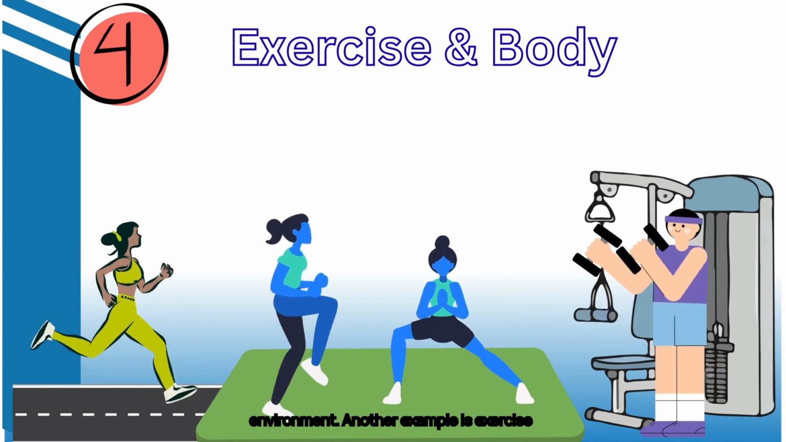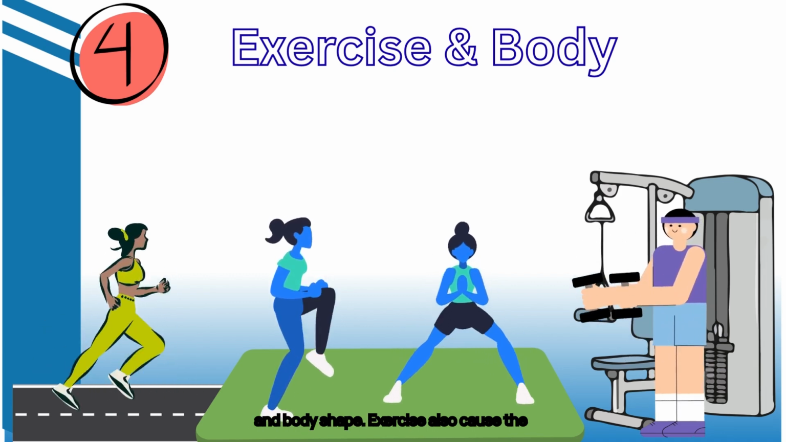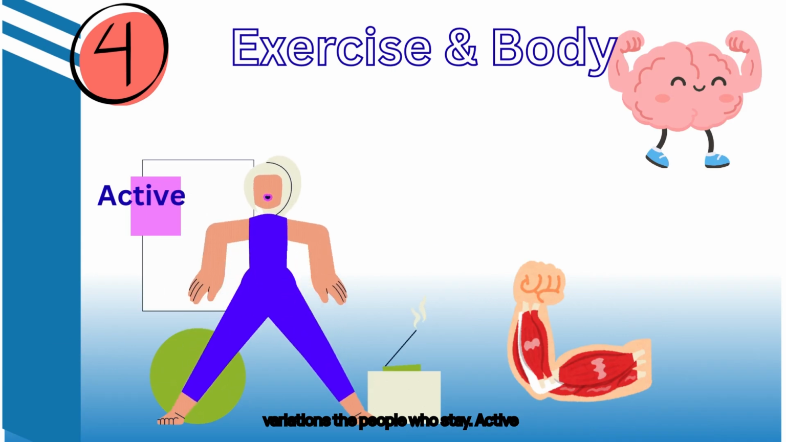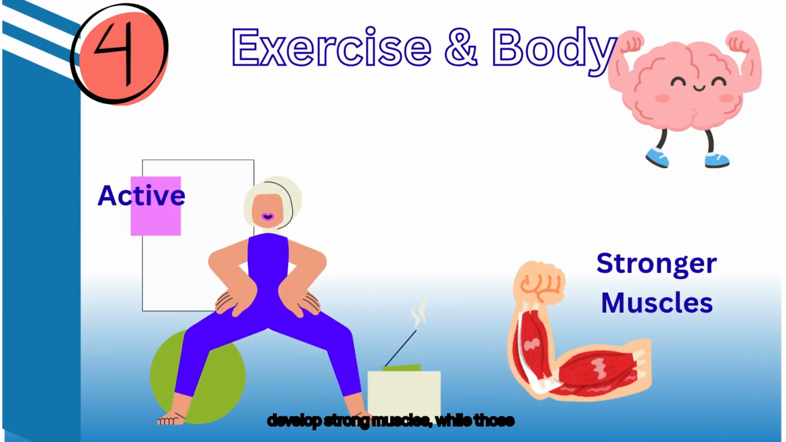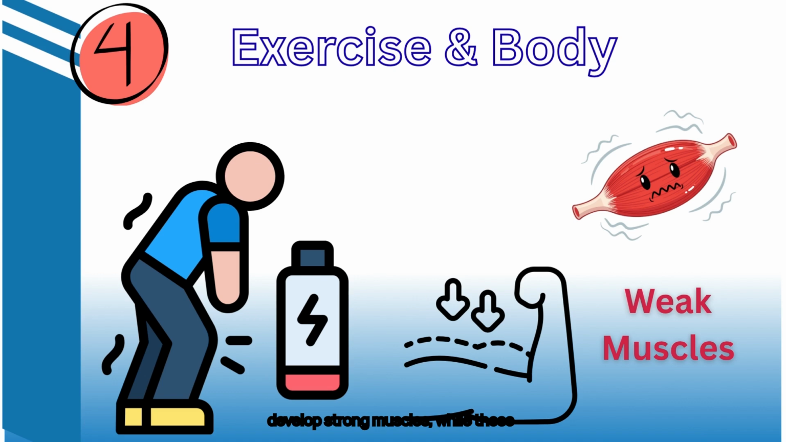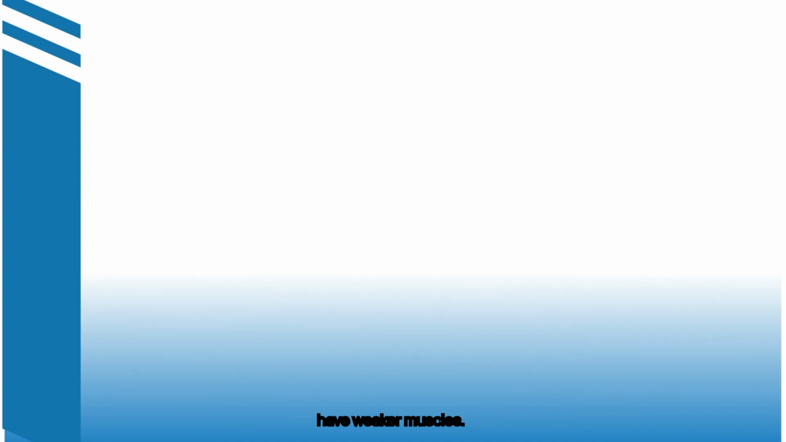Another example is exercise and body shape. Exercise also causes variations. The people who stay active develop strong muscles, while those who don't exercise much may have weaker muscles.